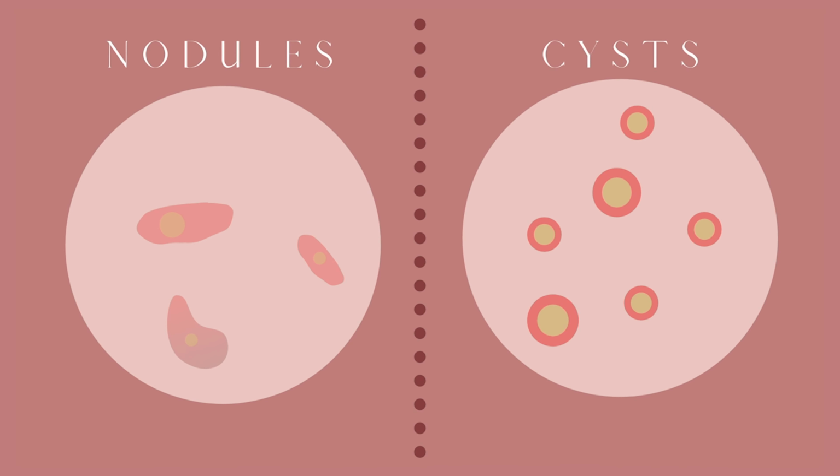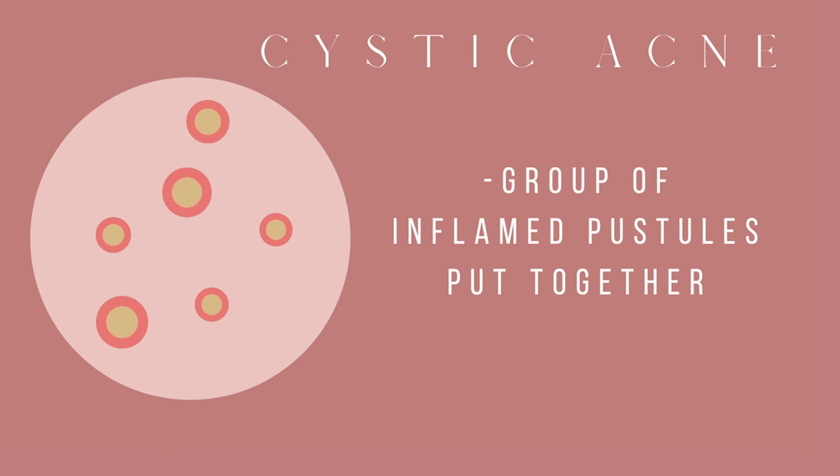And then you've got your nodules or your cysts. Cystic acne is a group of inflamed pustules put together. I have a feeling a lot of you have heard the term cystic acne, like a lot. Whenever someone talks about acne, it's most likely cystic acne. And cystic acne, keep in mind, is intense acne. It's not just like you've got 3 breakouts on your forehead, 2 here, and then 3 here. That's not cystic acne. I do feel like a lot of people think that they have cystic acne, and in reality, they just have a really big, painful breakout.